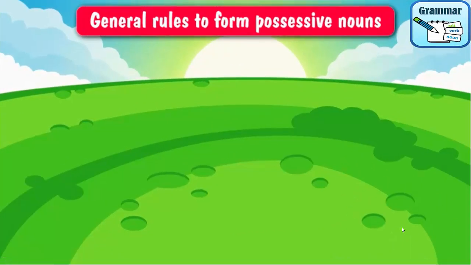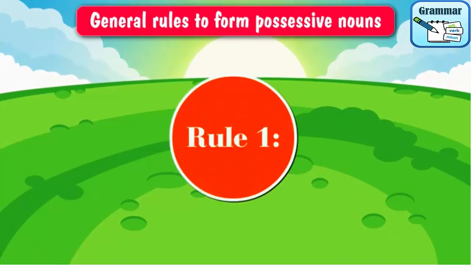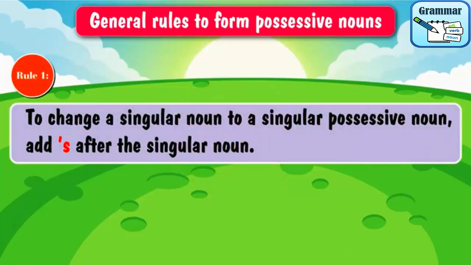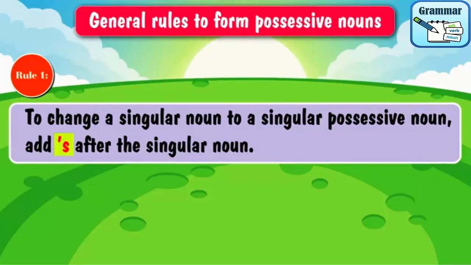General rules to form possessive nouns. Rule 1. To change a singular noun to a singular possessive noun, add apostrophe s after the singular noun. Let us look at some examples to understand singular possessive noun.